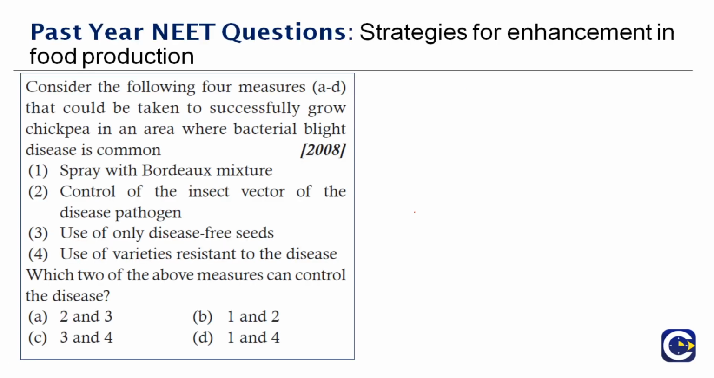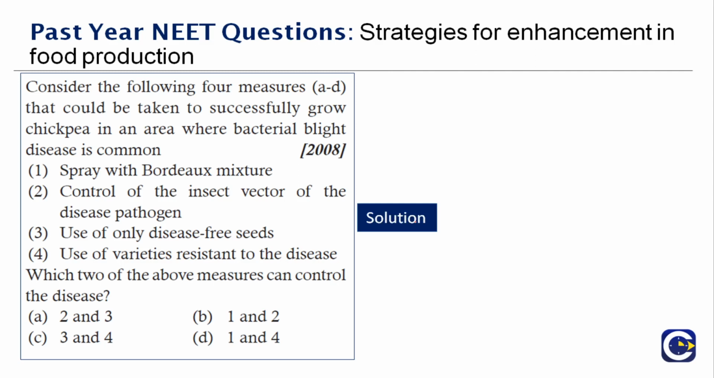Consider the following 4 measures A to D that could be taken to successfully grow chickpea in an area where bacterial blight disease is common. So what can you do? You're growing it in an area where there is an instance of bacterial blight disease and it's common in that area. So what are the measures that you will take?